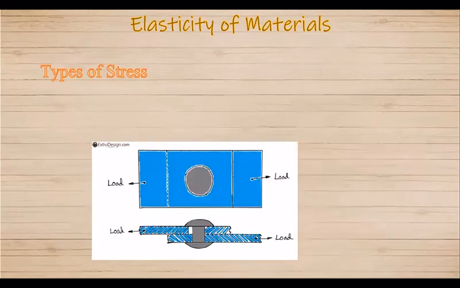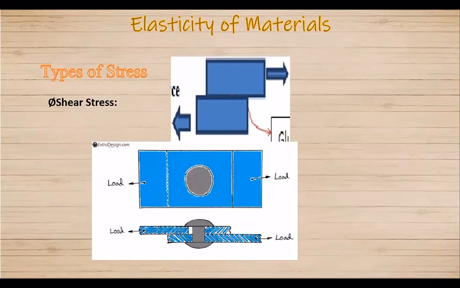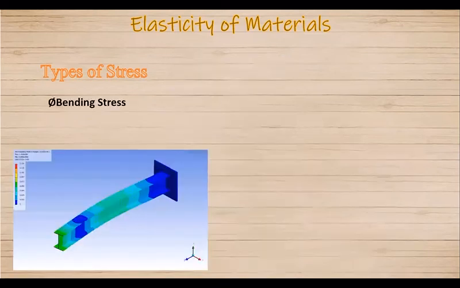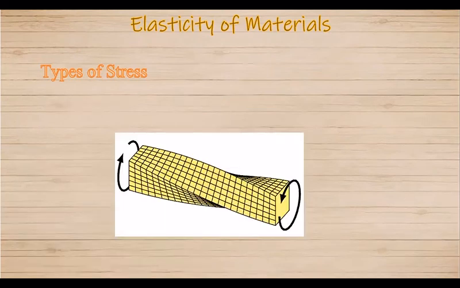The third is the shear stress. In the shear stress, the force acts parallel to the surface, so it can cause one object to slide over another. The fourth is the bending stress. The bending stress is simply the combination of the compression and tensile stress. And lastly is what we call the torsional or the twisting stress. This stress is produced when we apply the twisting force.